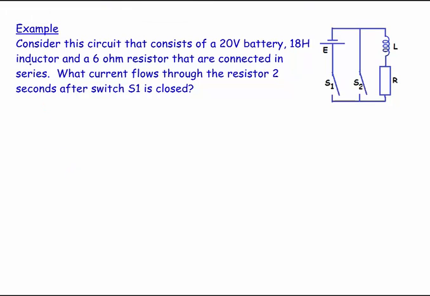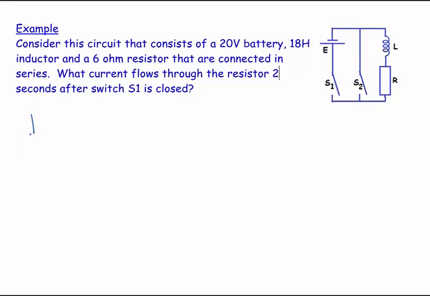Welcome. This question says, consider the circuit that consists of a 20-volt battery, an 18 Henry inductor, and a 6 ohm resistor that are connected in series. What current flows through the resistor 2 seconds after switch S1 is closed?